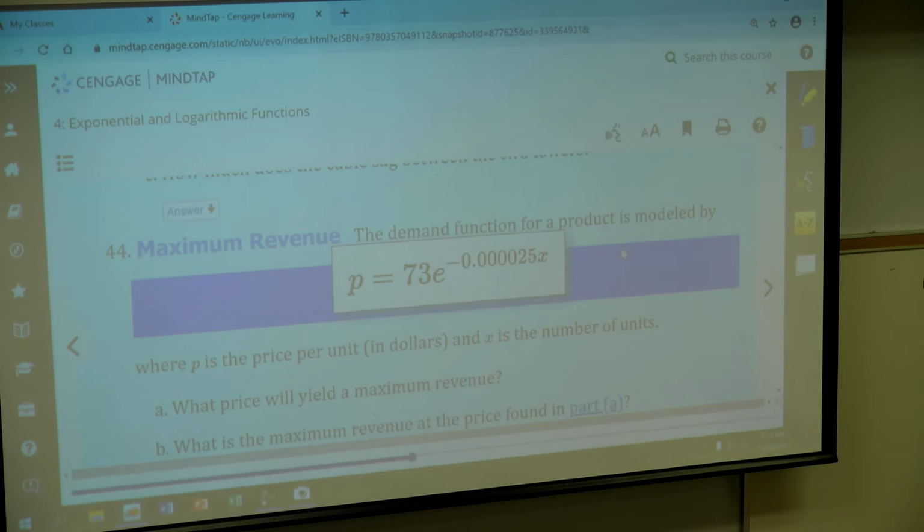Mm-hmm. Now, how do we find the second derivative? Take this, repeat the process again. So we'll give you about a couple of minutes. Let's see if we can get it right.